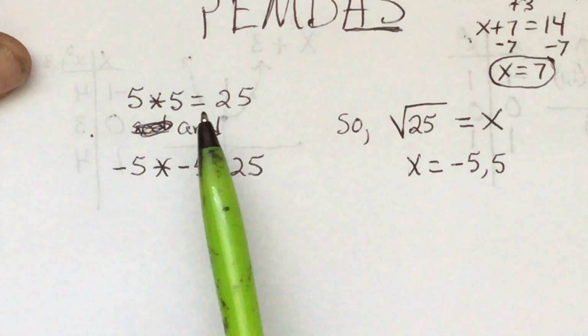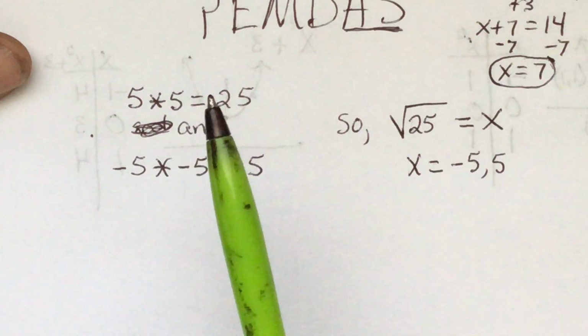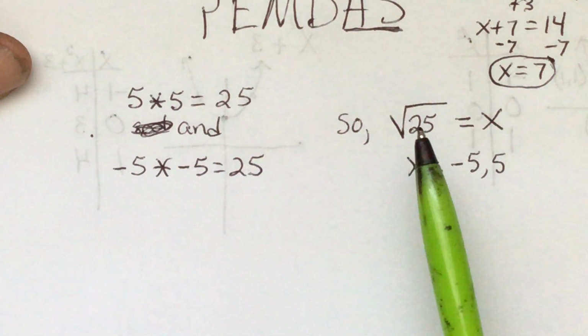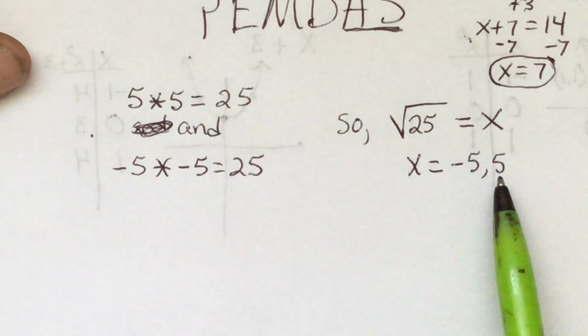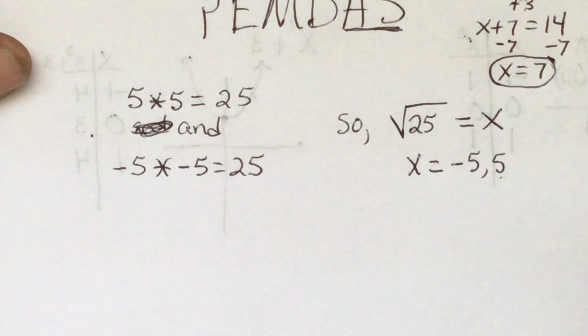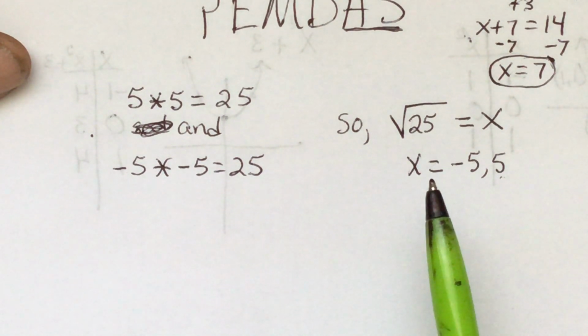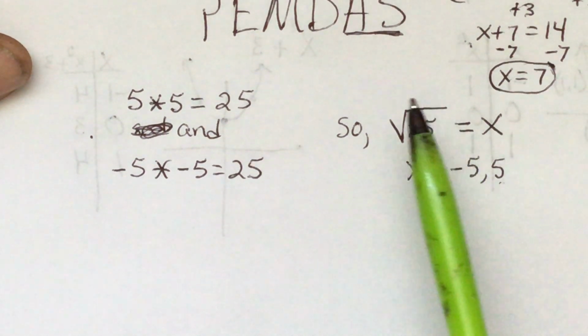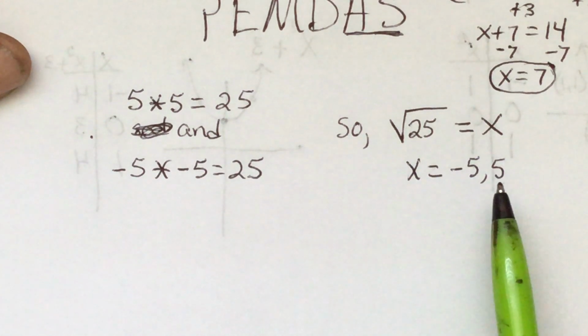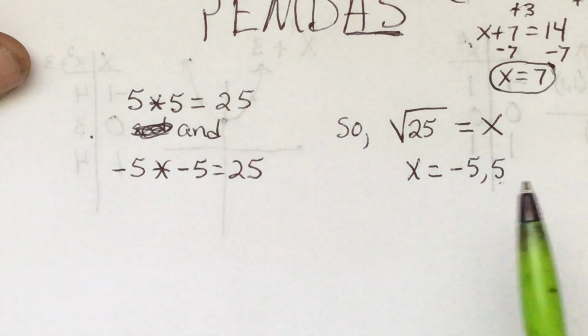Well, 5 times 5 equals 25. So the square root of 25 is positive 5. We would normally stop there. If we were just asking the question, what is the square root of 25, we would be done as soon as we wrote down the number 5.